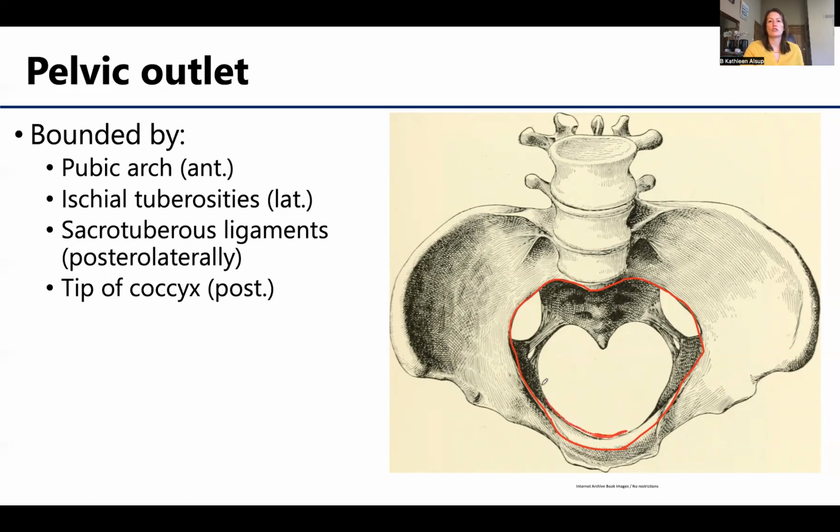You will continue along to the ischial tuberosities. Sometimes you hear the ischial tuberosities referred to as your sit bones. This is going to be the posterior region of the hip. You will follow along the ligament that's located between the ischial tuberosities and the sacrum, the sacrotuberous ligaments, and then the tip of the coccyx to form this sometimes more heart-shaped, smaller pelvic outlet. So the pelvic inlet is going to be typically a larger diameter than the pelvic outlet.